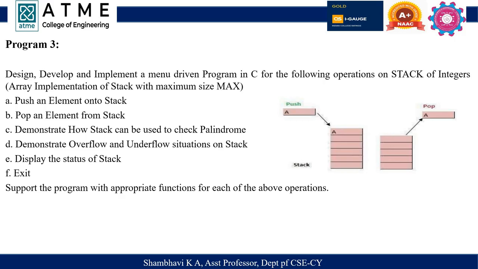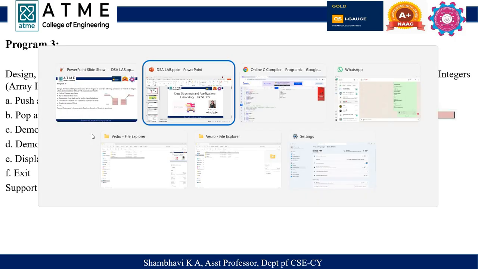Then we have to check overflow and underflow as we discussed. If the top is equal to max minus 1, it will give you the overflow. If the top is equal to minus 1, it is called underflow. Then if we complete all these operations, we have to select the option called exit. It is used to stop the program execution. Okay, so we will see how to implement and execute this program.